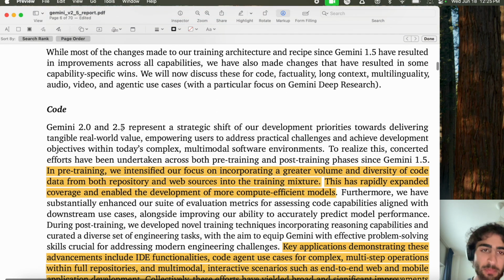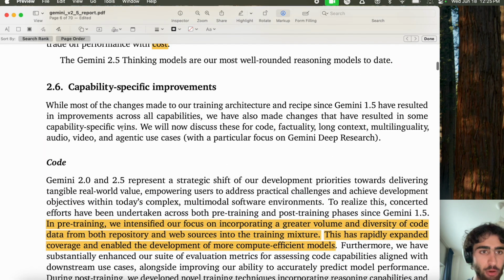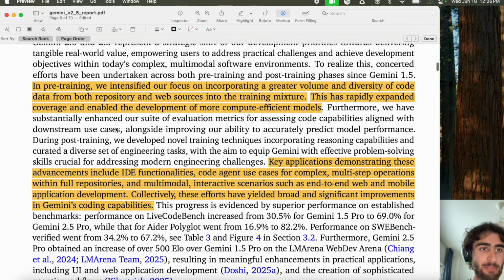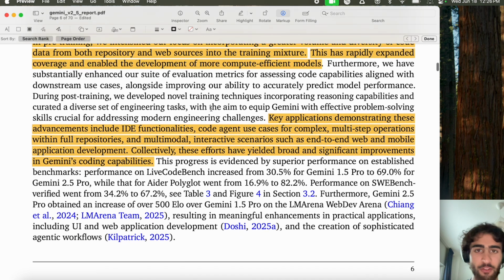Moving on to capability-specific improvements. Of course, code is the most important thing. That's why it's first. So in pre-training, they talk about intensifying their focus on incorporating a greater volume and diversity of code data from both repository and web sources into the training mixture. And this has, according to them, rapidly expanded coverage and enabled development of more compute-efficient models.